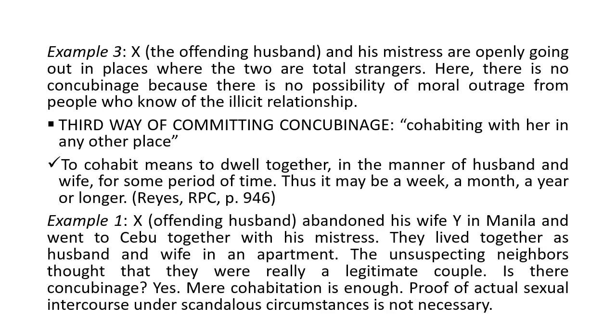Example number 1. X, the offending husband, abandoned his wife in Manila and went to Cebu together with his mistress. They lived together as husband and wife in an apartment. The unsuspecting neighbors thought that they were really a legitimate couple. Question: is there concubinage? Yes. This time, mere cohabitation is enough. Proof of actual sexual intercourse under scandalous circumstances is not necessary insofar as the third way of committing the crime of concubinage is concerned.